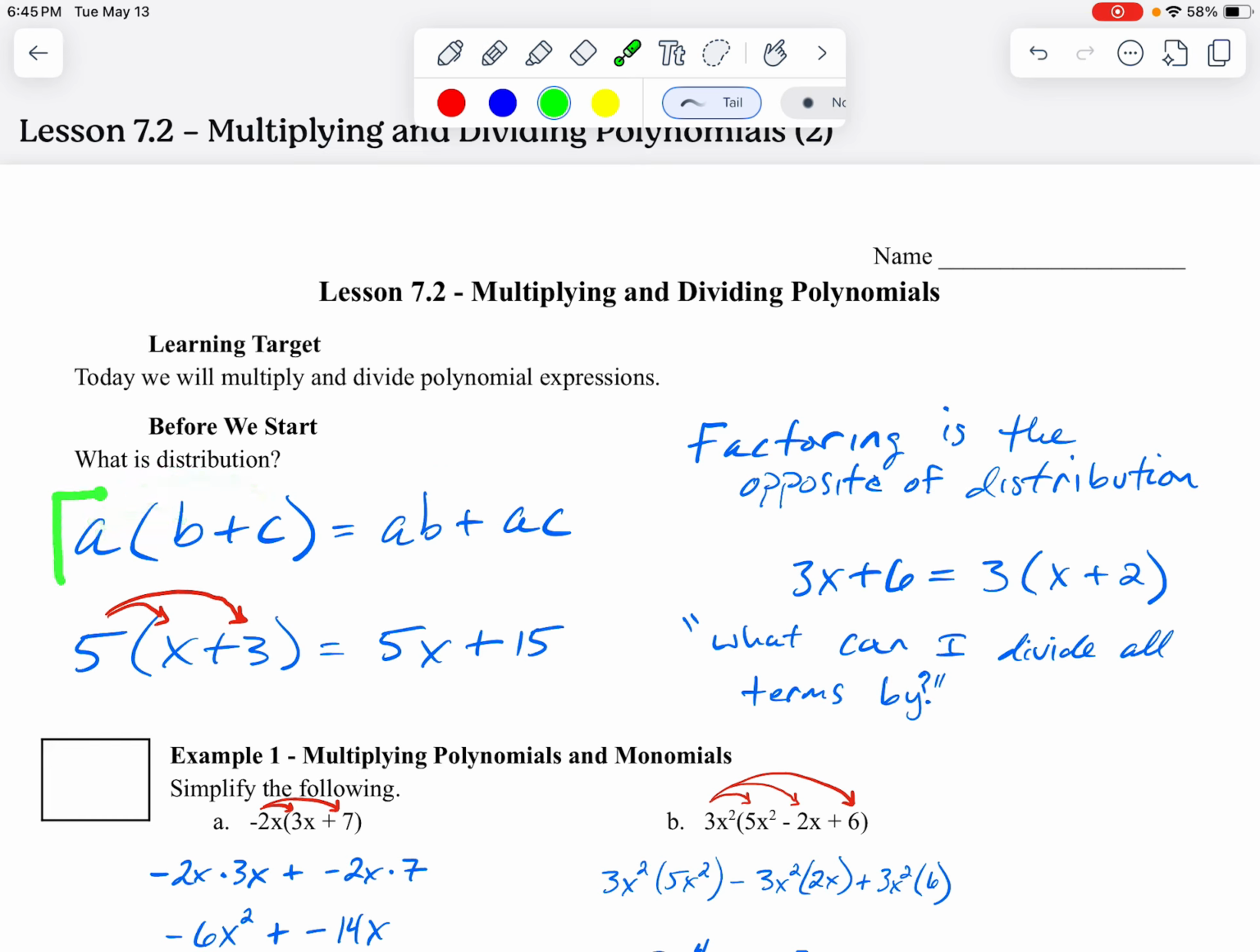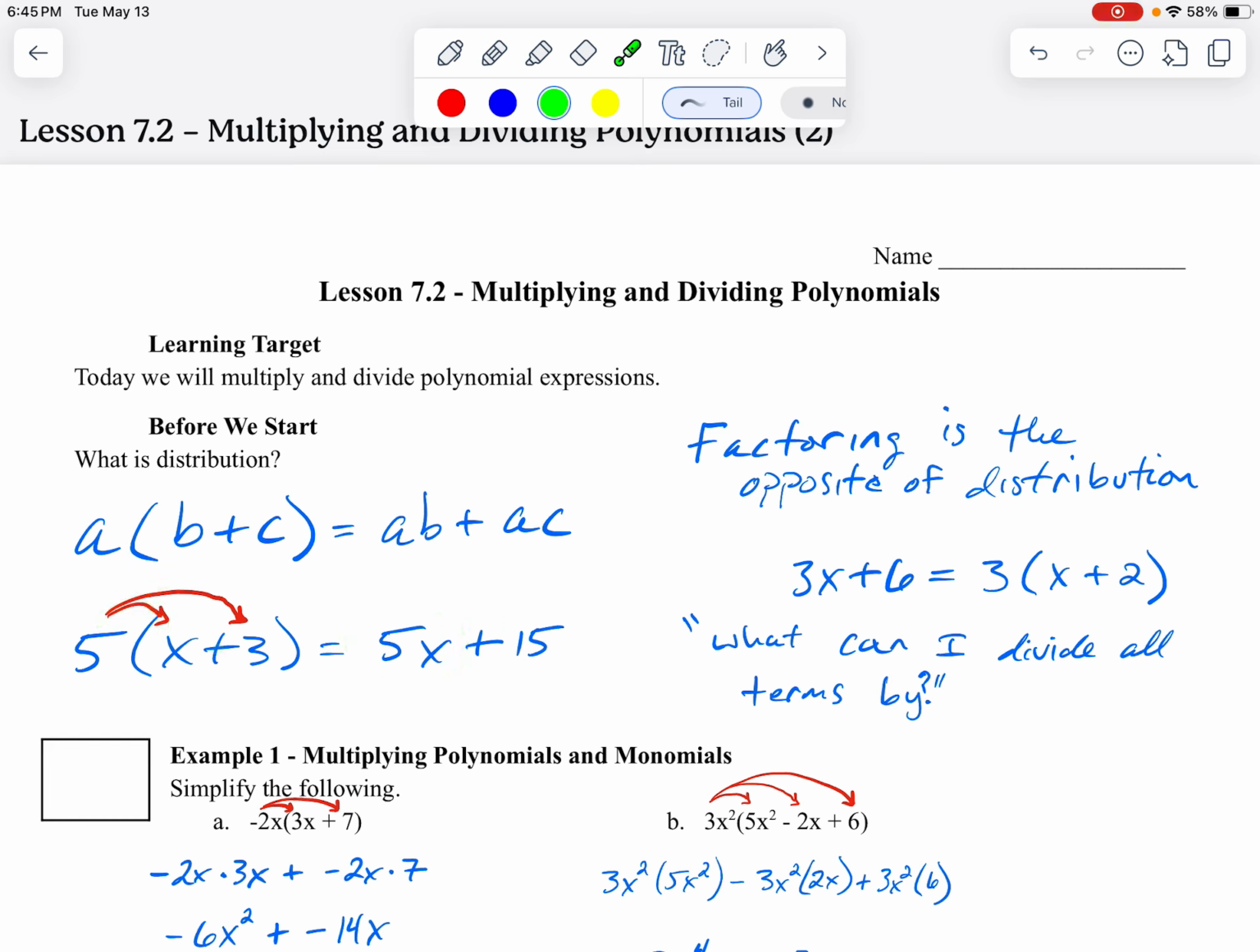So again, this is just kind of like the form. So imagine that each of those letters were a number. This is just the pattern that we would follow. Down below, we see this with actual numbers. So if I had 5 on the outside and then x plus 3 on the inside, we end up with 5 times x, which is 5x, plus 5 times 3, which is 15.